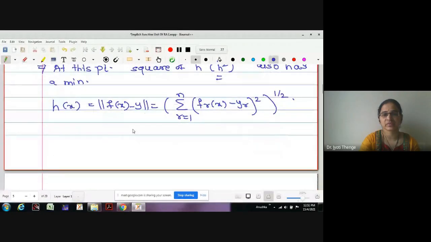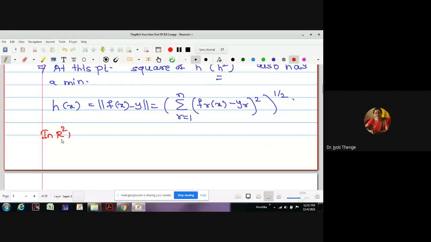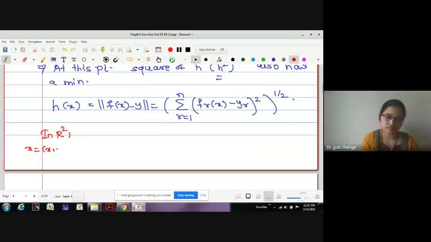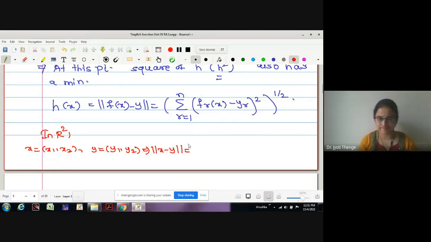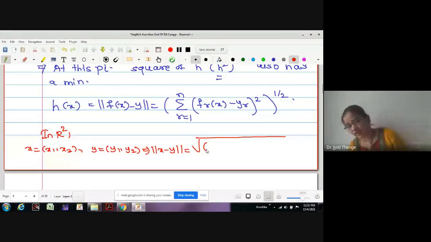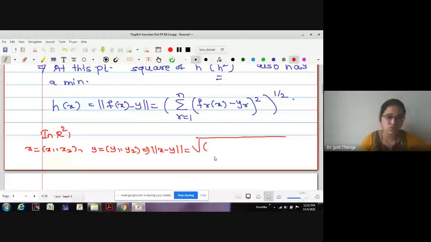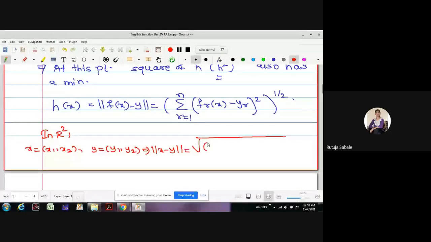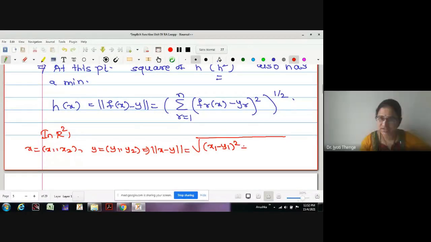We are finding the distance between 2 points in a two-dimensional space. What is the distance between x and y with the distance formula? Under root (x2 minus x1) bracket square plus (y2 minus y1) bracket square. Here this is x1 minus y1, first coordinate subtractions. Is it same? Correct.